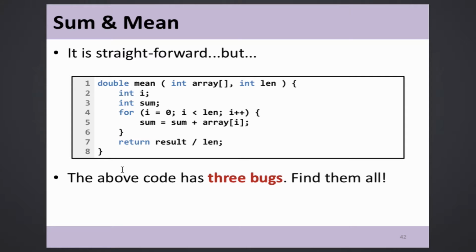Now this program, I wrote it on purpose, and there are at least 3 potential bugs. Basically what this program is doing is trying to find the mean. Mean is easy, right? You find the sum and then divide the sum by the length. I can locate 3 bugs. Can you find them all? I give you 2 minutes. On the next page, I have a much better implementation.